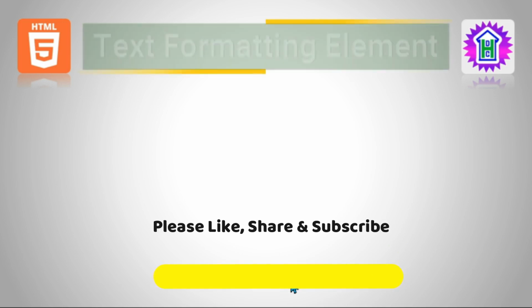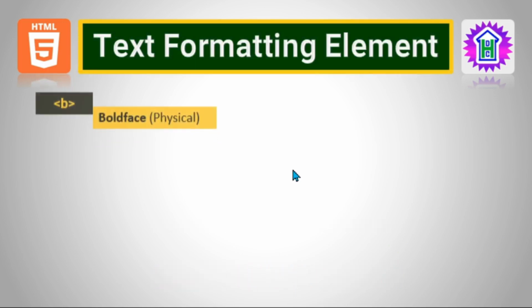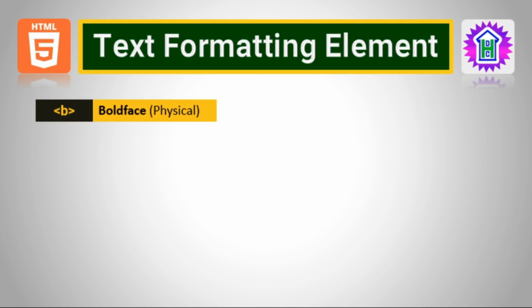First, we will be talking about the B element or B tag. The B element is used to make a text bold. So if I write something within B opening and B closing, it will be displayed in boldface. And this tag is a physical tag.